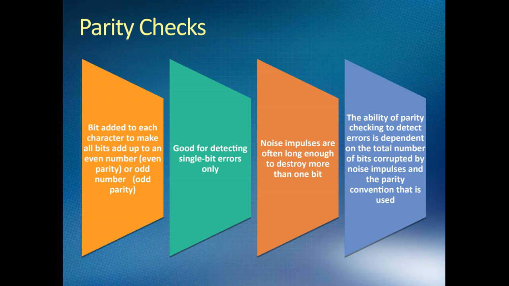It is used, but limited. It's good for detecting a single bit error. Noise impulses are often long enough to destroy more than 1 bit. So these are the disadvantages of this method. The ability of parity checking to detect errors depends on the total number of bits corrupted by noise impulses and the parity convention that is used. So if I'm using just parity check, I will not know exactly how many bits were lost.